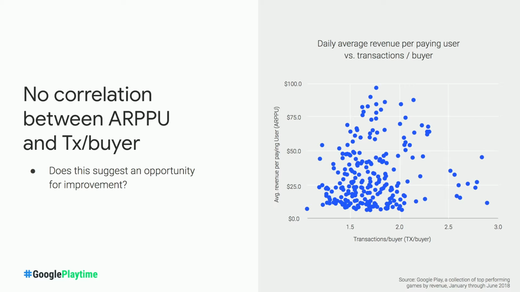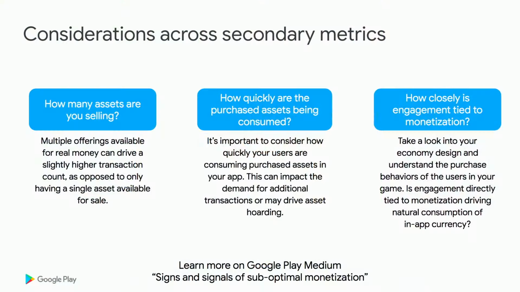So some things to consider if you do happen to see this kind of chaotic relationship is how many assets are you selling? We see that selling multiple assets for real money can naturally drive higher transactions per buyer as more things are available for real money purchase. So what types of goods are you selling? Are they CapEx or durable goods, or are they OpEx or consumable goods? We normally see durable economies drive fewer transactions because that purchase can last a longer period of time versus a consumable currency that will need to be replenished regularly.